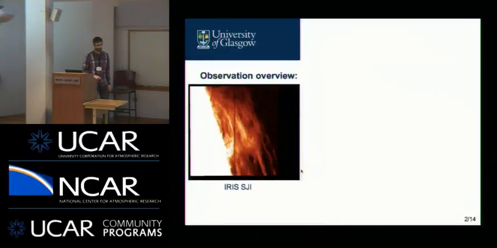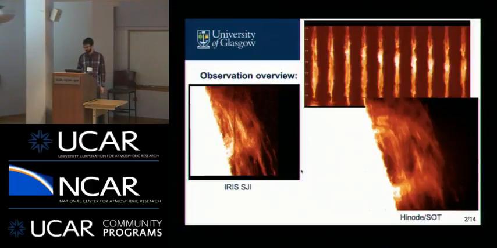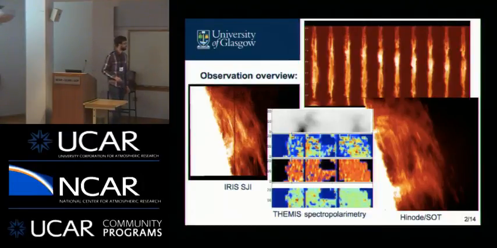So we ran a coordinated observation last year with a number of space-based and ground-based observatories. First and foremost, IRIS, obviously the reason that I'm here. From IRIS we have slit-jaw images and some lovely spectra, but we also have Hinode SOT, with Ca II images from the campaign. And importantly, we have THEMIS. THEMIS is a spectropolarimeter, and it can give us a measure of the magnetic field strength and orientation, which is important for prominences.